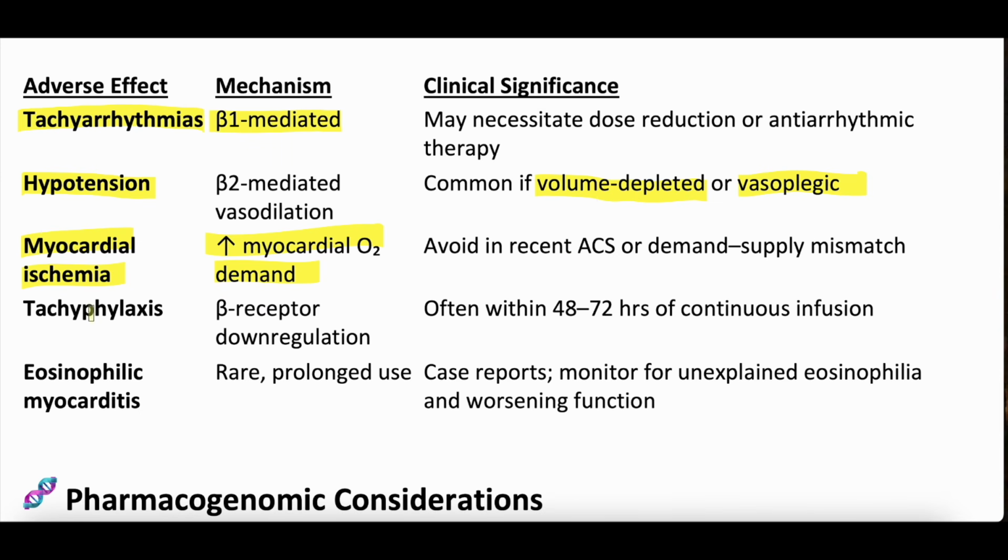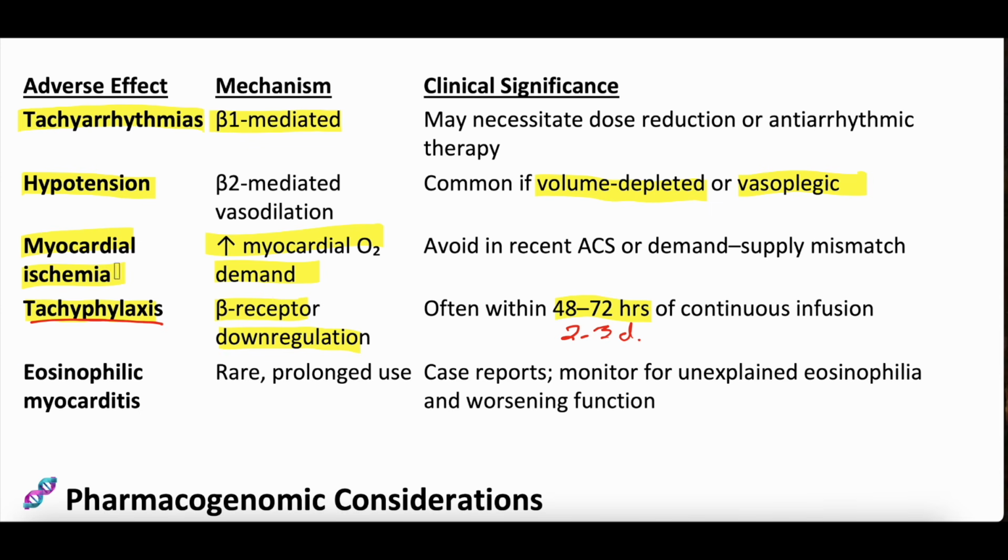You can get tachyphylaxis, so over time, the beta receptors it acts on downregulate so that it's not as effective, and this usually is within 48 or 72 hours of a continuous infusion. So once you get to day 2 or 3 of being on dobutamine, you sometimes get lower effect from it because the heart downregulates all those beta receptors, and this is known as tachyphylaxis. So if you see a patient needing higher and higher doses after 2 to 3 days, sometimes it's just because they're not as responsive to it anymore.